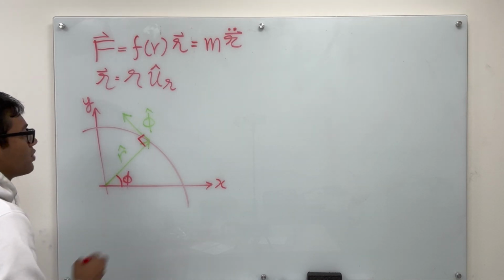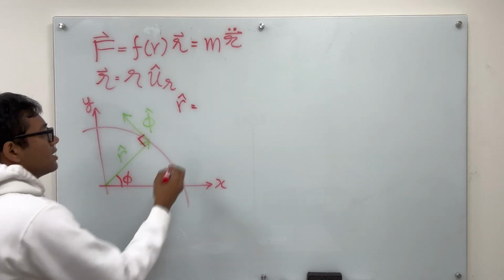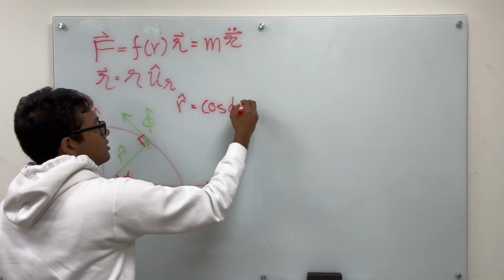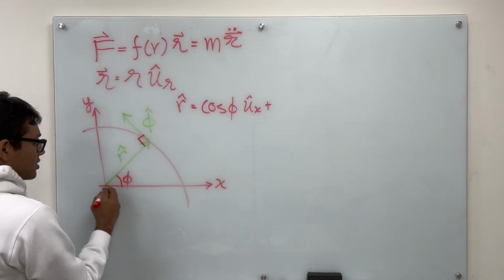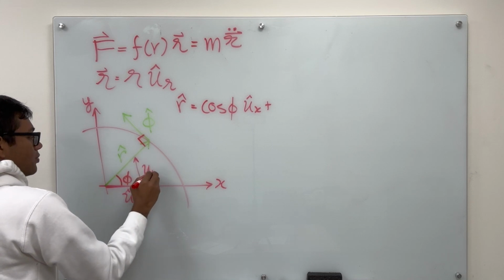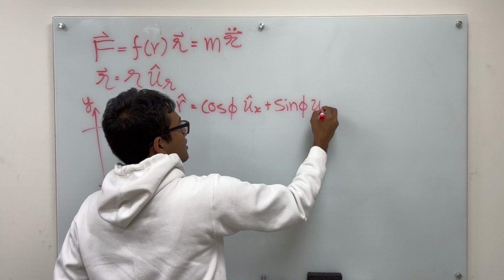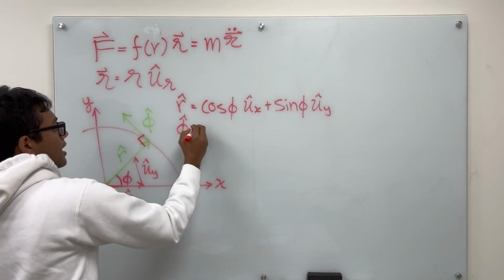So how can I write this r vector in Cartesian coordinates? Well, I can write cosine phi u sub x hat, where u sub x hat is the unit vector in the x direction, and this is u sub y hat. So plus sine phi u sub y hat. Okay, and what about the phi hat vector?